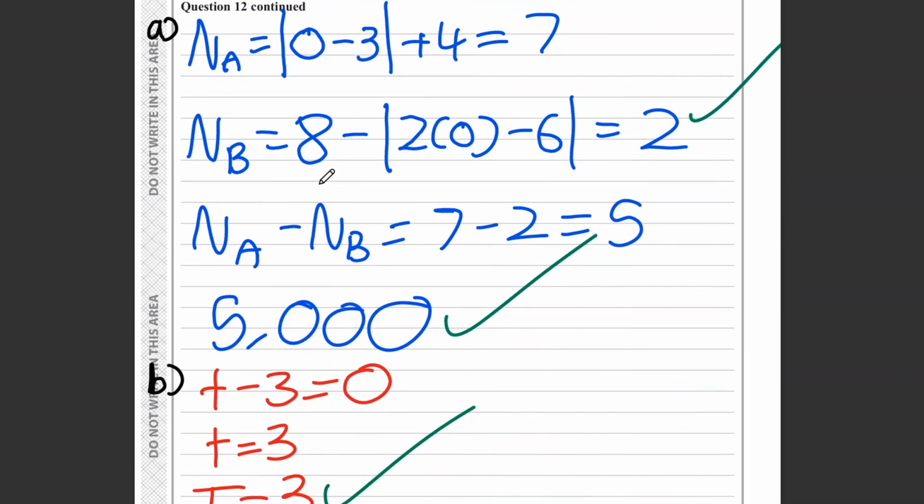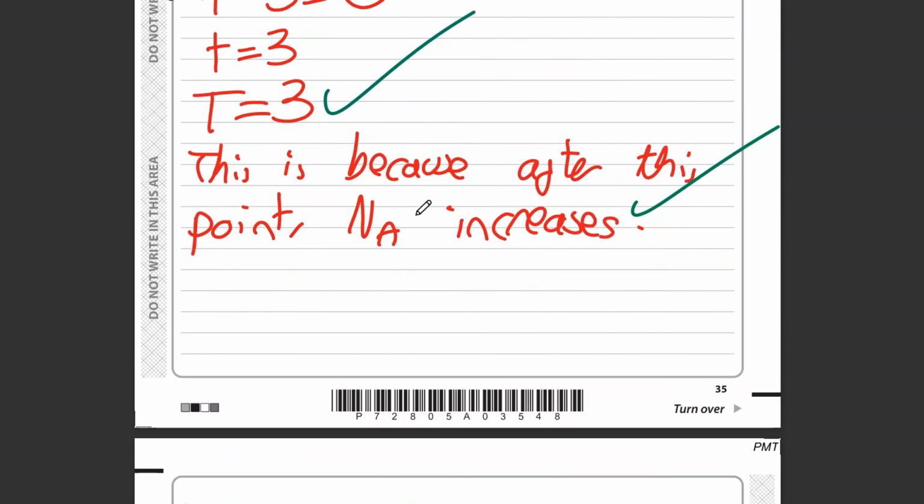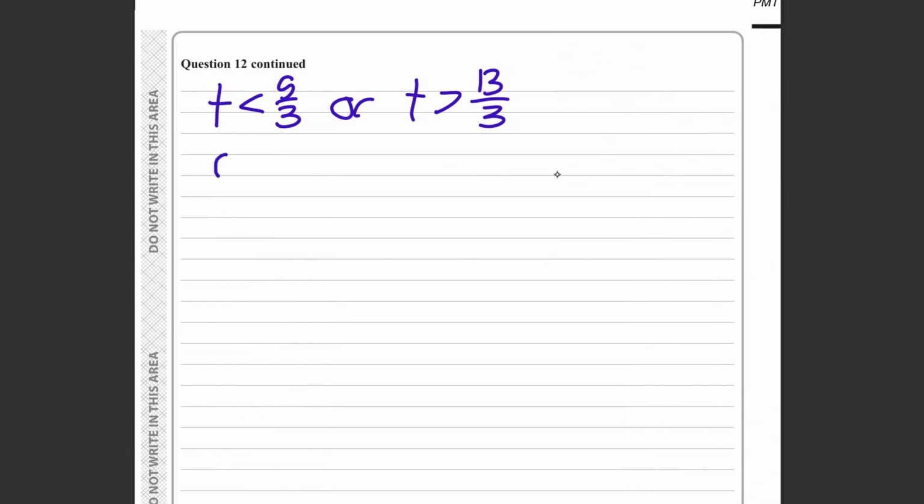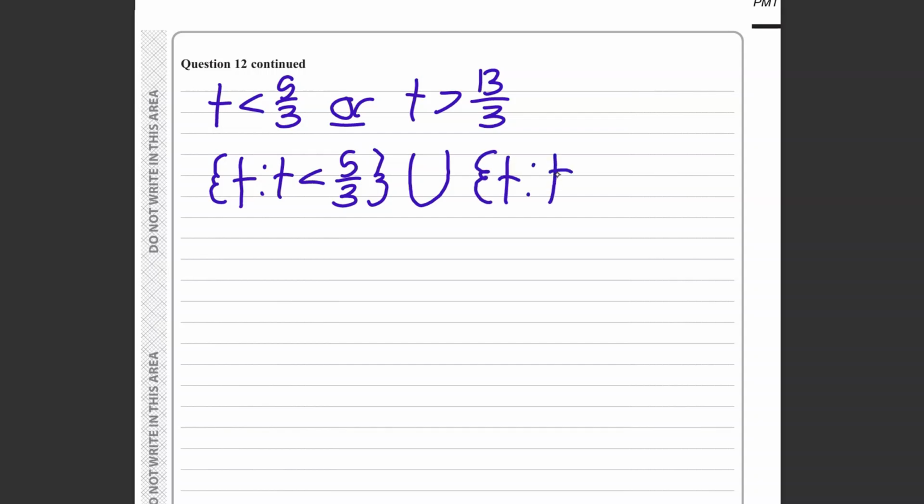It says it wants the answer in set notation. I did a video on set notation. It's very easy. Essentially what you do is open bracket, and then you say t when t is less than 5 over 3, and then close bracket, and then you do the U symbol here to denote or, and then you do open bracket t when t is bigger than 13 over 3, and then close bracket like this here, and this is the final answer in set notation.